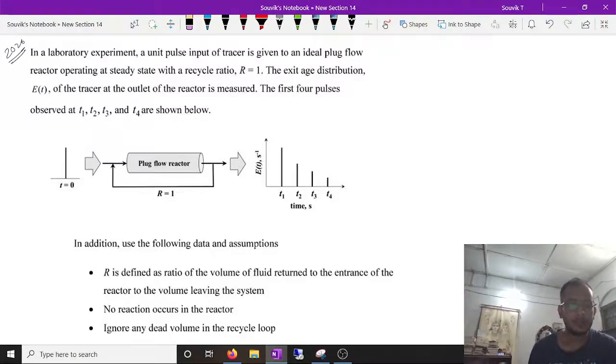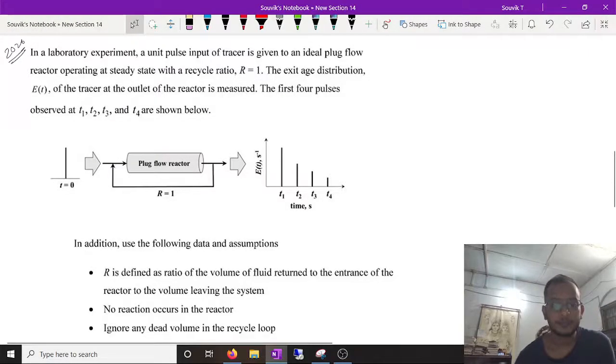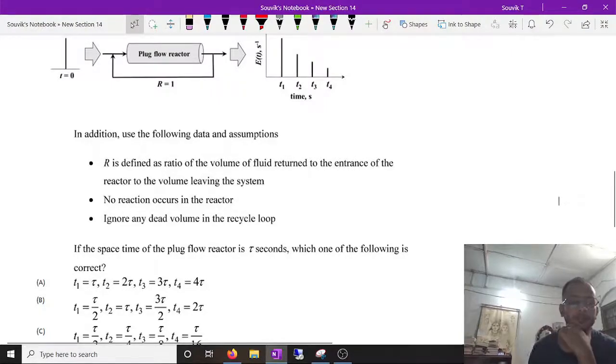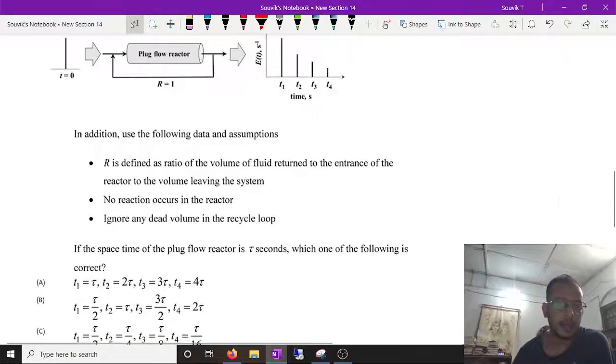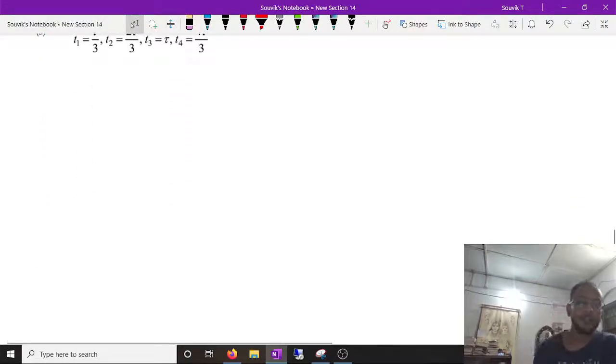In addition, we've been given various assumptions used for determining the problem. It's also given that if the space-time of the plug flow reactor is tau seconds, which one of the following is correct? The best way to proceed is to take note of the plug flow reactor with the recycle ratio R in it.